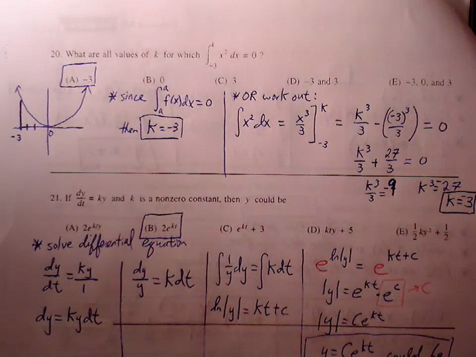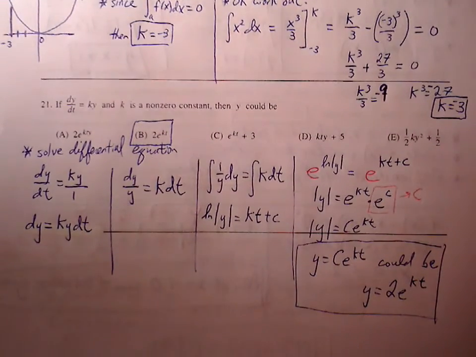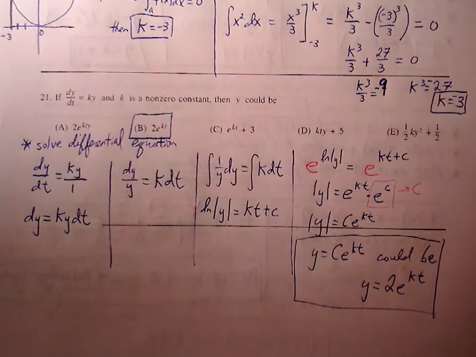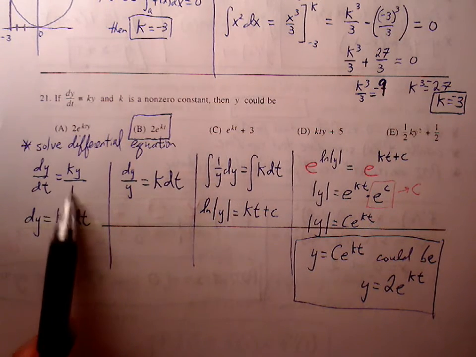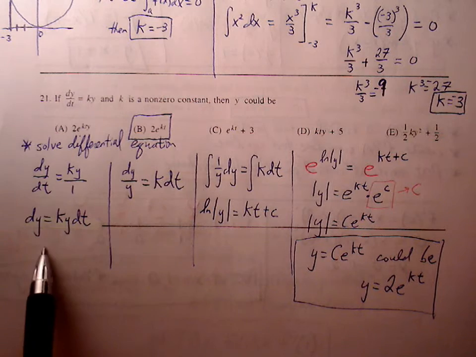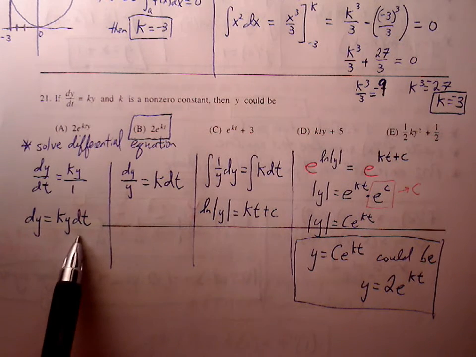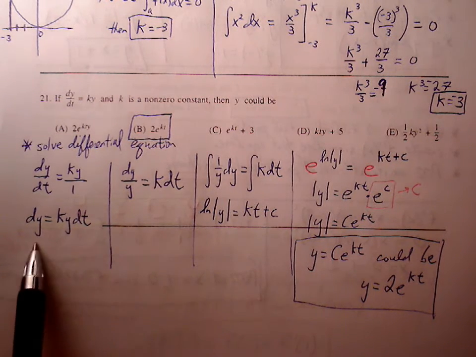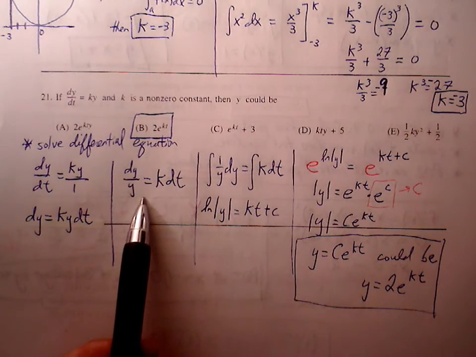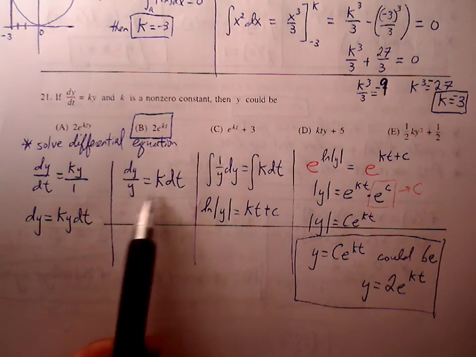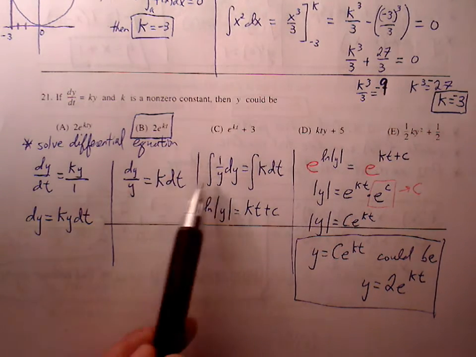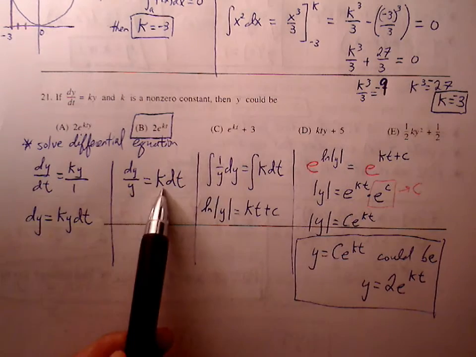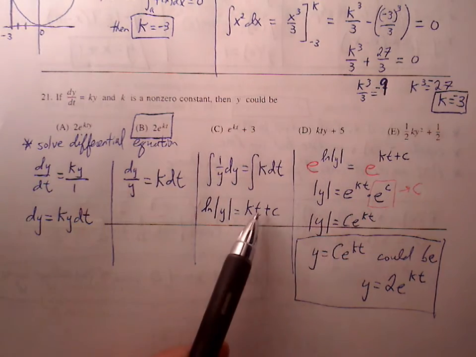Number 21, we have a derivative equation, and we're going to be finding y by solving this differential equation. So I'm going to start off by cross multiplying here. dy over dt equals ky over 1. Cross multiply, get dy is equal to ky dt. I want to separate the variables, so I'm going to move the y over to the left side. Divide by y. And now we can take the antiderivative of both sides. We have 1 over y dy, which is natural log absolute value of y. And the integral of k dt becomes kt plus c.